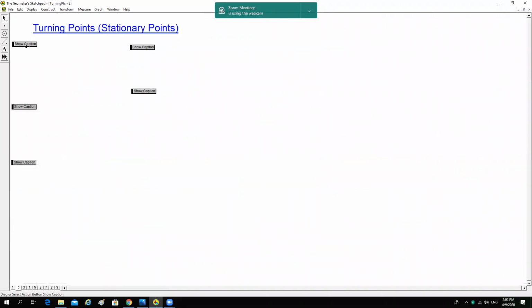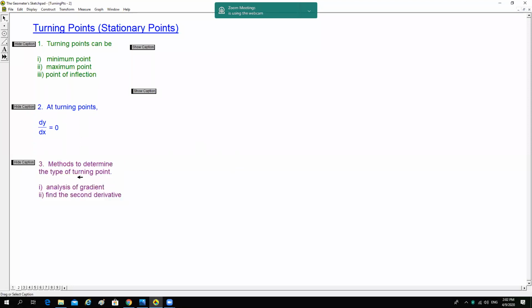Okay. The summary. Turning points can be maximum, minimum, or point of inflection. This one is very easy. Then at a turning point, dy/dx equals 0. This is the summary of what I've shown you just now. To determine the type of turning point, we have two methods. The first method is analysis of gradient. The second method is to find the second derivative.